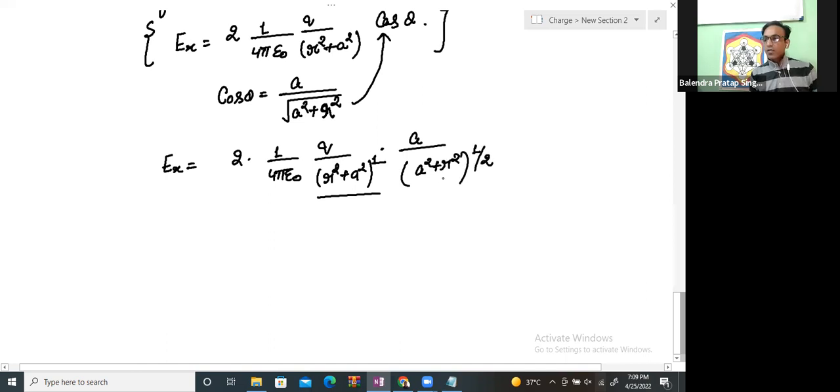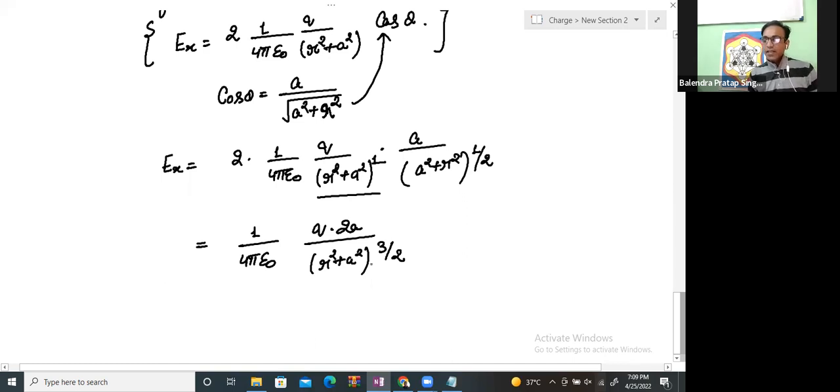As you know, if we multiply, then the powers get added. So now you get 1 over 4 pi epsilon naught q into 2a divided by r square plus a square to the power 3 by 2. Is it clear now? 1 plus 1 by 2 is 3 by 2.